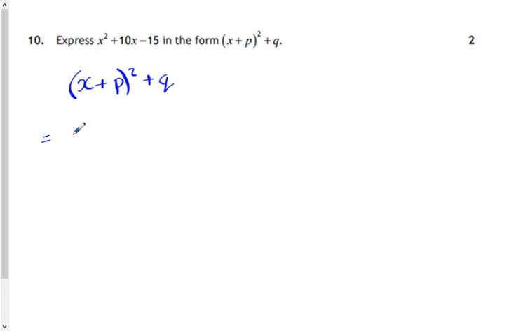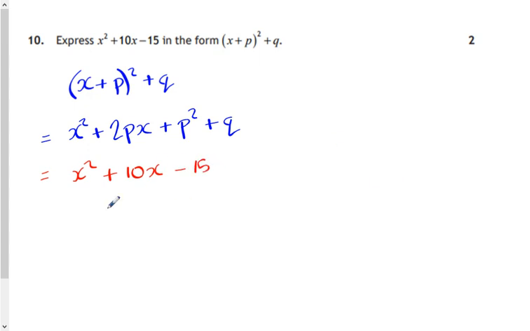If we expand that, we get x squared plus 2px plus p squared plus q. Just breaking that double bracket, simplifying and adding on the q on the end. And then we compare that to x squared plus 10x minus 15. And we get then that 2p is equal to 10, so p must be equal to 5.